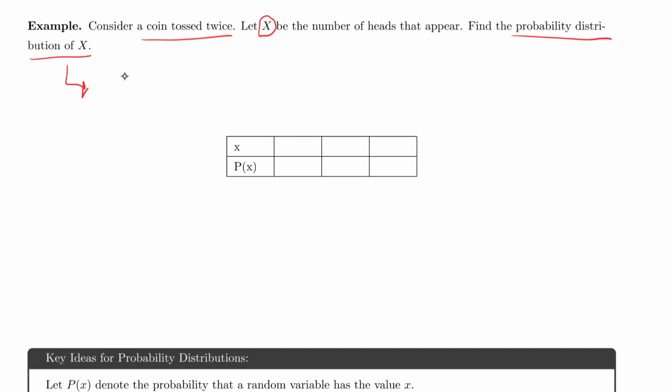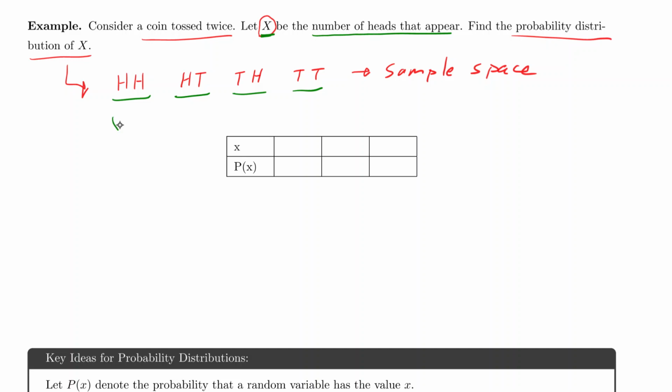Let's list all the possible outcomes. We can get head, head, head and tail, tail and head, and tail, tail. So all these are in the sample space. This is the sample space. So how can we relate this in terms of the random variable? Well, x is the number of heads that appear. So in this case, x will be 2. Here heads appears once. Heads has also appeared once here. And here heads has appeared 0 times.